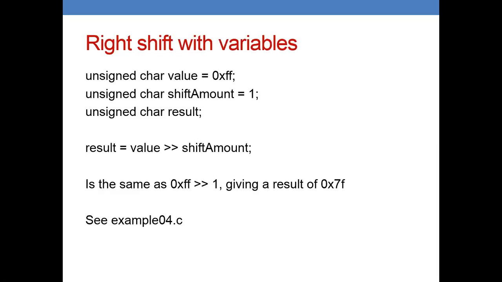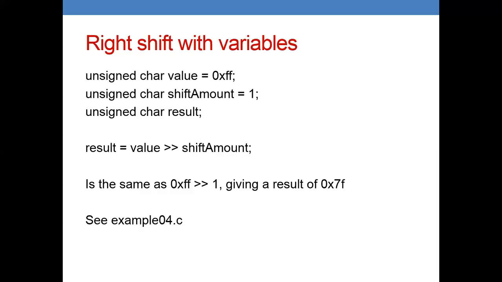And now let's take a look at how we do this with variables. We were doing it with constants, so we're going to create 3 variables here, all of unsigned char. This one is named value, and I'm storing hex FF in it. This one is named shift amount, and I'm storing a 1 in it. And then we're going to use result to store the results of our shift. So if we take value, which is hex FF, and shift it by shift amount, which is 1, we shift 1 bit off the right and put a 0 on the left. That is going to give us a hex 7F, and we're going to store that in result.